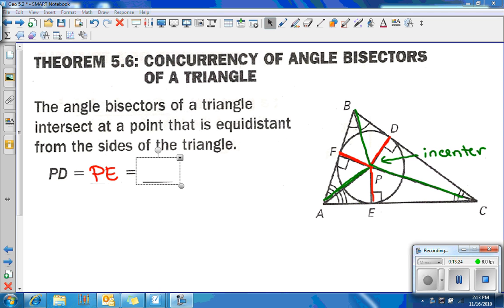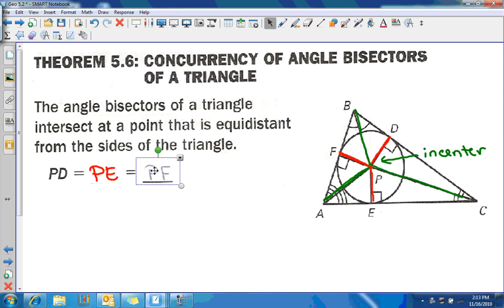All right. So we said that was PE and PF, so from the incenter to the sides, making a 90-degree angle, are going to be the same length.